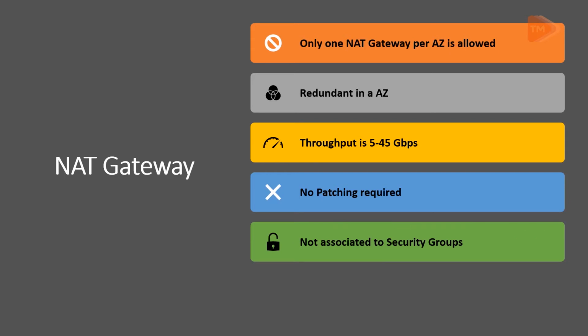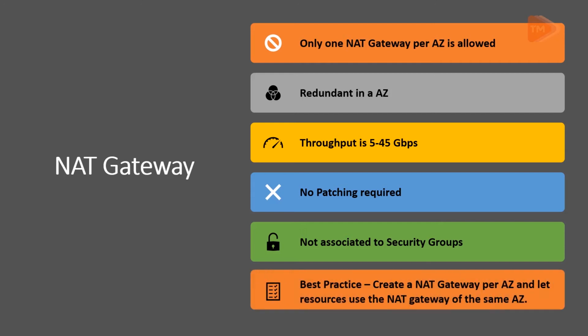Again, this is because it is a service here, and it is not associated with a security group. So it is not behind a security group like the NAT instance, so you don't have that limitation as well. And the best practice for a NAT gateway is to always create a NAT gateway per AZ and let resources use the NAT gateway in the same AZ. Instead of using a NAT gateway in another AZ, you should use the NAT gateway in that particular AZ itself. That's the best practice AWS tells you to follow for a NAT gateway.